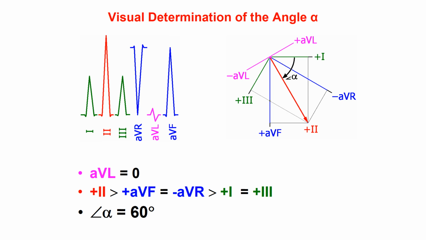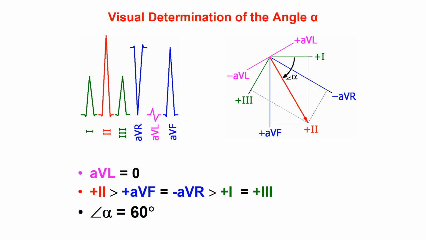Isoelectric, 0, lead is AVL. The lead perpendicular to AVL is 2. In this lead the wave amplitude is the largest, positive, wave R. The ECG formula: in lead 2 the amplitude of the R wave is greater than in AVR, S wave, and in AVF, R wave. The amplitudes in AVR, S wave, and in AVF, R wave, are equal and greater than in lead 1, R wave, and in lead 3, R wave. Amplitudes in lead 1, R wave, and in lead 3, R wave, are equal.